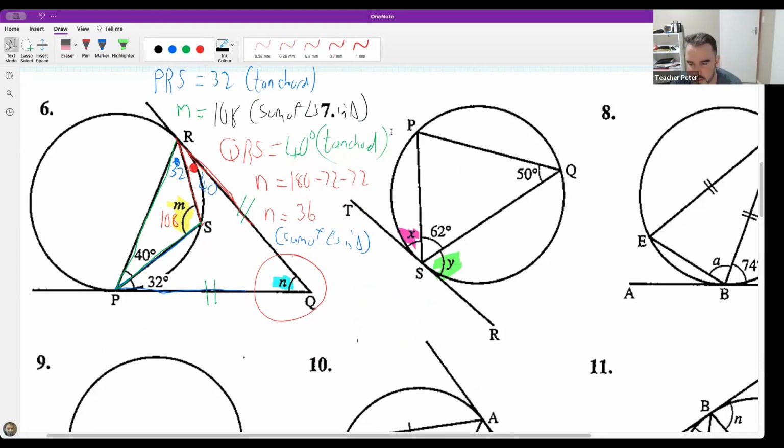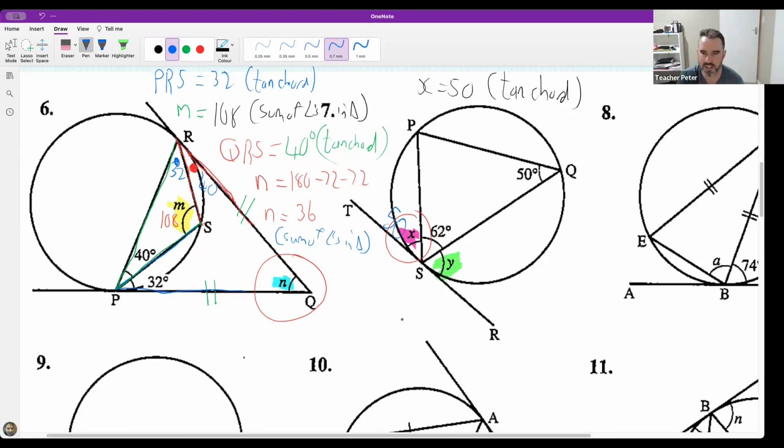Now, what can we get? What would I go after first here? I think I would go after X first. Yeah, Ronnie, I completely agree. X is 50, and that would be the tan chord theorem. So this is 50 over here.